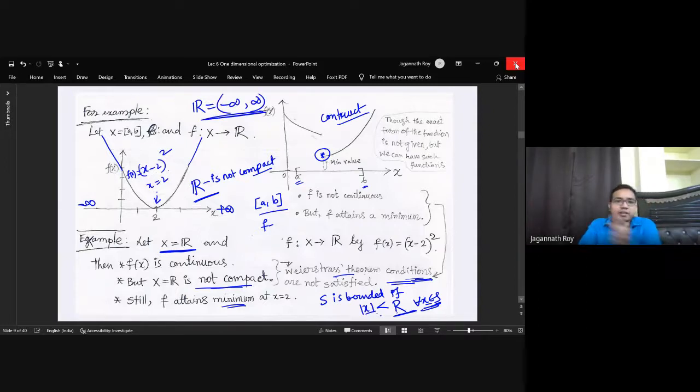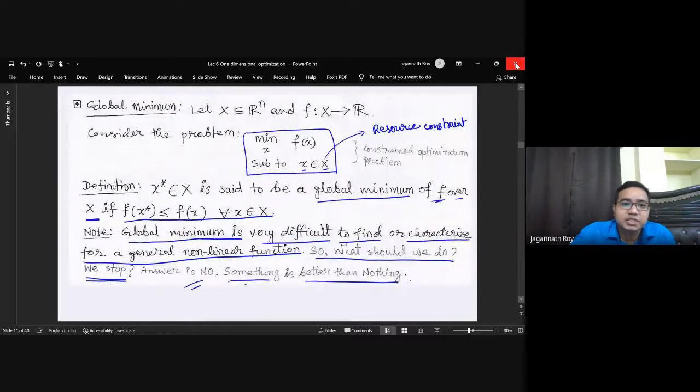We cannot find any number that bounds this. Infinity is the maximum element, and you cannot get any real number which is more than infinity. So here the set X is not compact, but we are able to find the minimum. That is why I mentioned this.